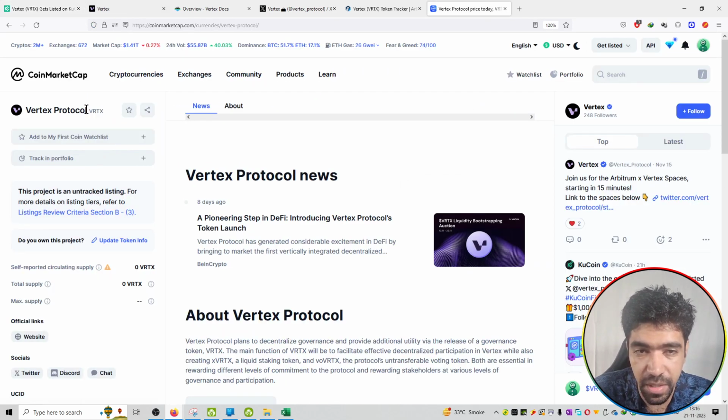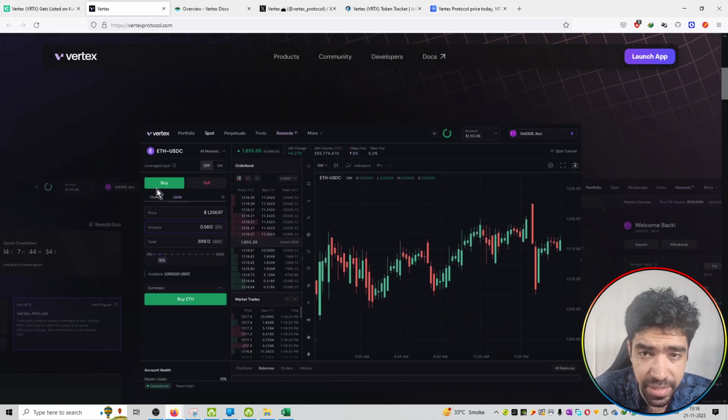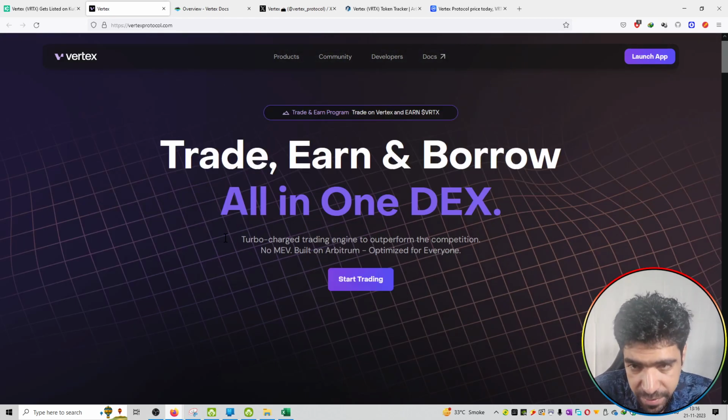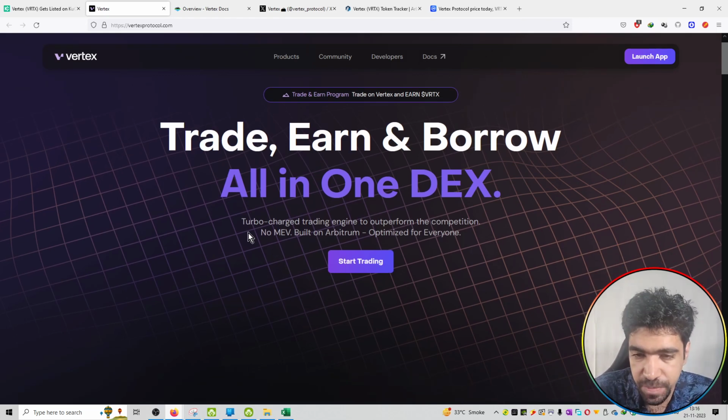You can see the VRTX coin on CoinMarketCap. Also, you can check out the website over here. This is the main website of VRTX. This is the trading platform. You can trade in multiple currencies on the VRTX platform itself. So trade, earn, and borrow all in one DEX. So basically, it's a DEX platform, and VRTX is the native currency of that DEX platform. That is a decentralized exchange, and that is getting listed on Kucoin exchange.